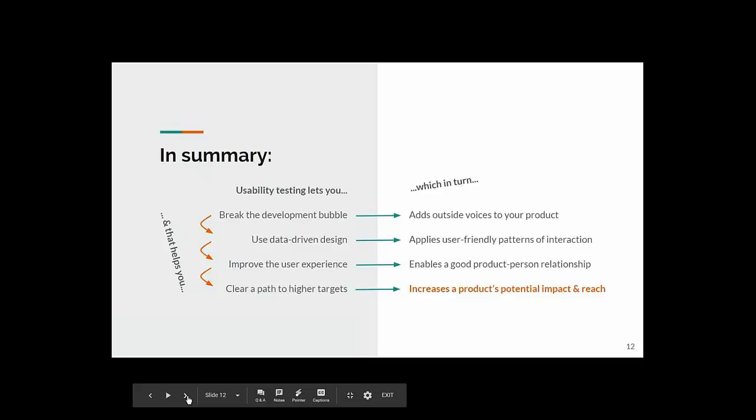So this is my summary of why this matters. Usability testing lets you break outside of that development bubble, which adds outside voices to your product. Having those outside voices lets you know what it means to use data-driven design, so you can apply more user-friendly patterns of interaction for the actual users of your product. That all leads into improving the overall user experience and allows people to have a better relationship with your product. Because they have that good relationship and the communication is really clear, they can achieve those higher targets, which increases your product's potential impact and reach, which I think is really powerful.